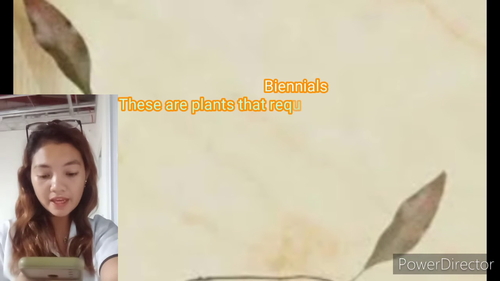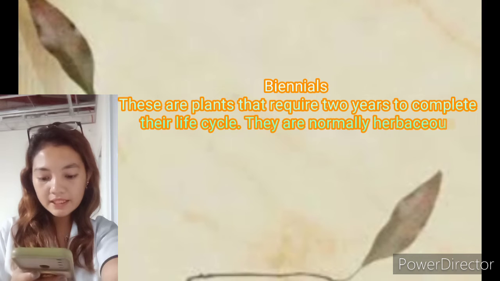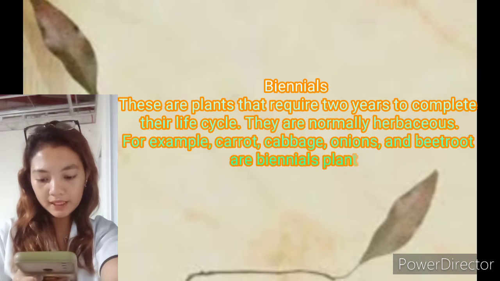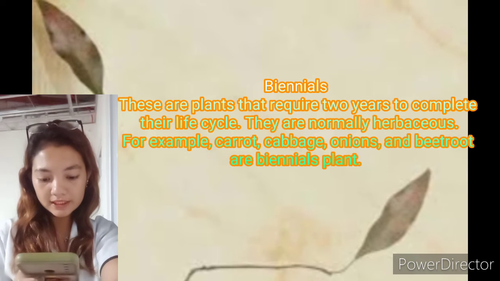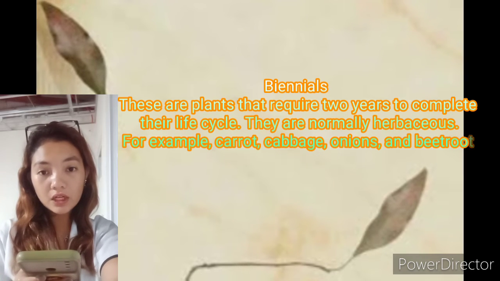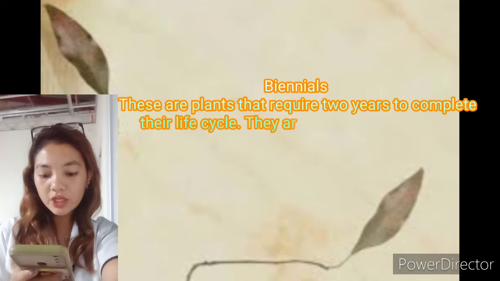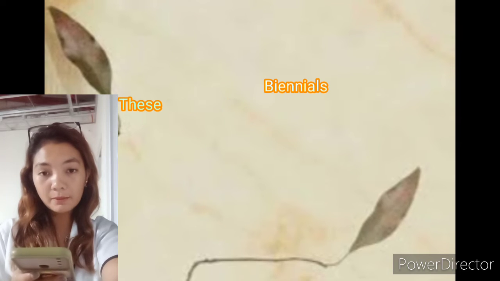And the next is biennials. These are plants that require 2 years to complete their life cycle. They are normally herbaceous. For example, carrots, cabbage, onions, and beetroot are biennial plants.